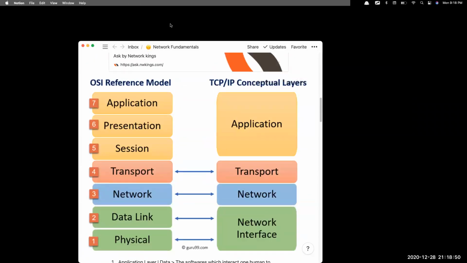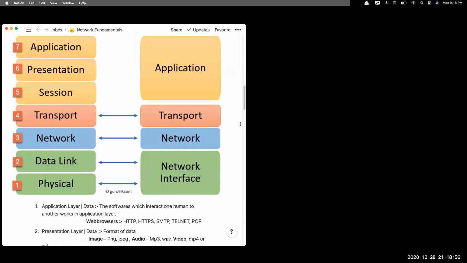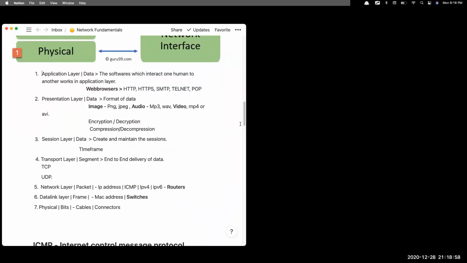Let's go further, guys, and let's quickly review the OSI model which we discussed yesterday. In the application layer, the software interacts from one human to another. All protocols like HTTP, HTTPS, SMTP, Telnet, POP, all the applications work under the application layer.